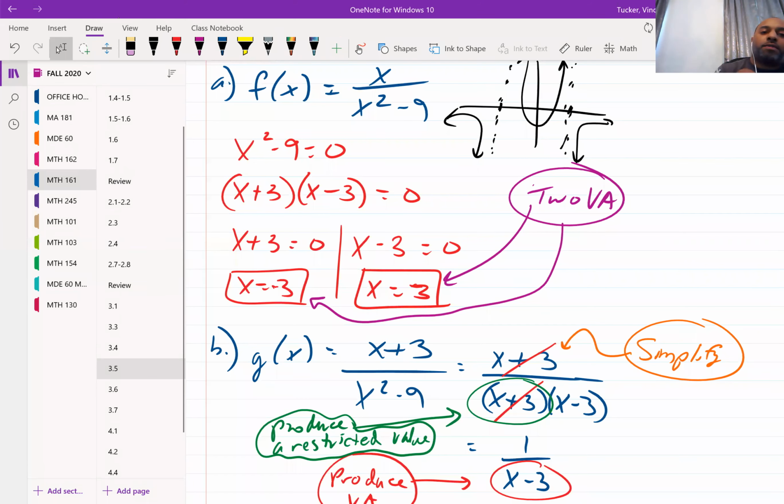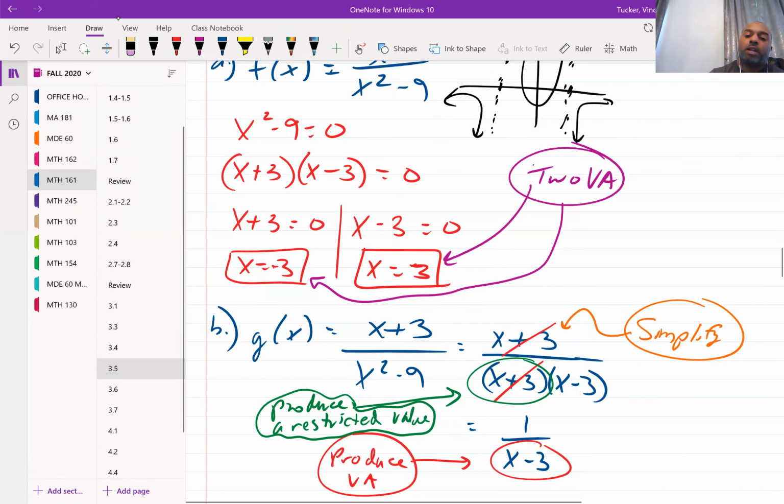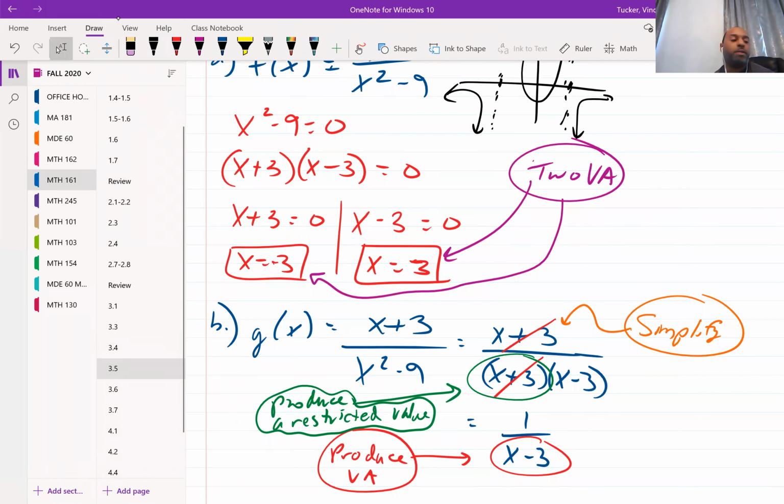Next one, g of x. We have x plus 3 over x squared minus 9. Now this one we can simplify. Notice we will look at x plus 3 over x plus 3 times x minus 3. Those x plus 3's will cancel and leave us with just 1 over x minus 3. Now, because the function originally had x plus 3 in the denominator, we can't just ignore it. But we notice that it did cancel out. Because it cancels out, it will not produce a vertical asymptote, but it will produce a restricted value.